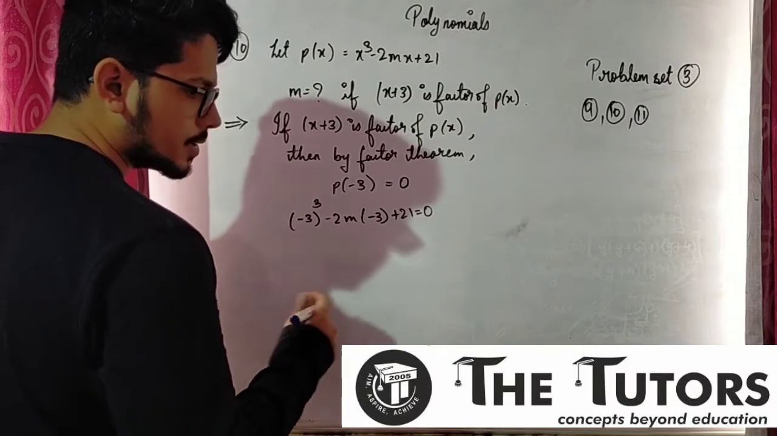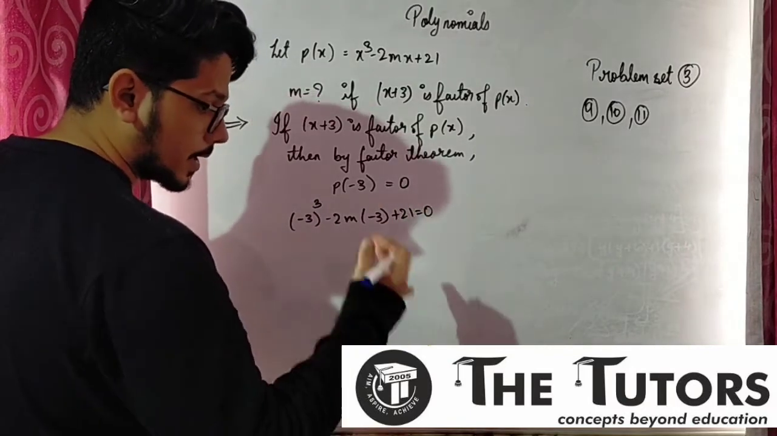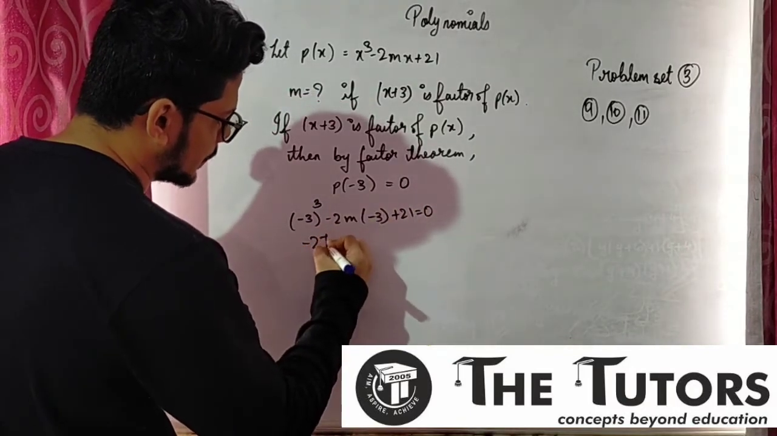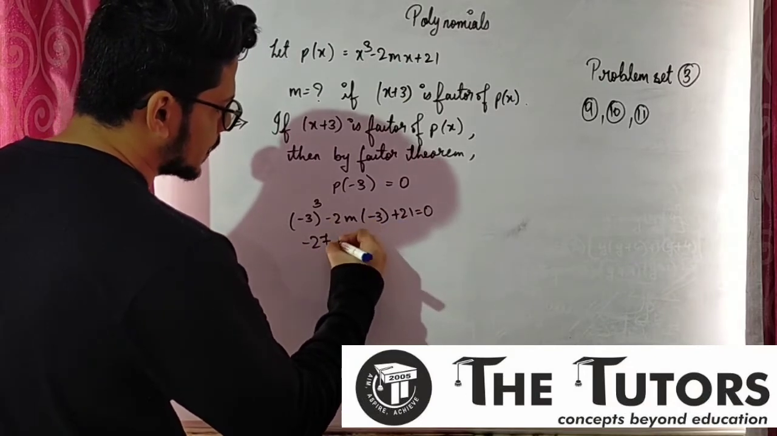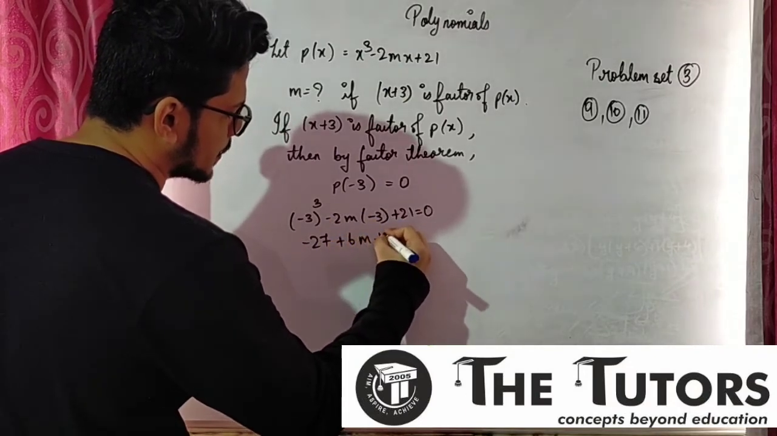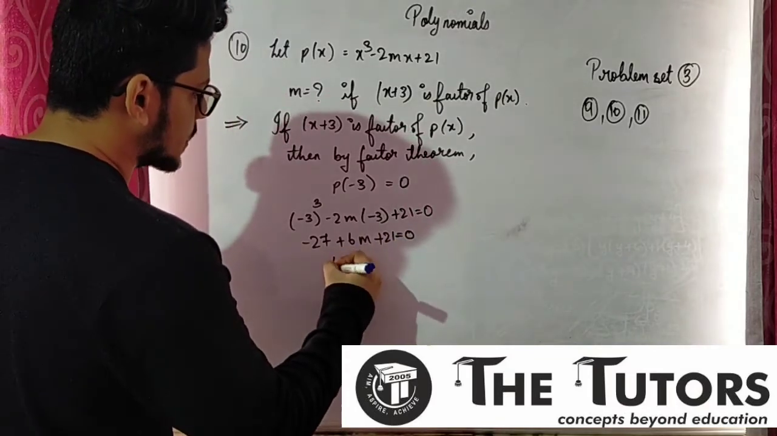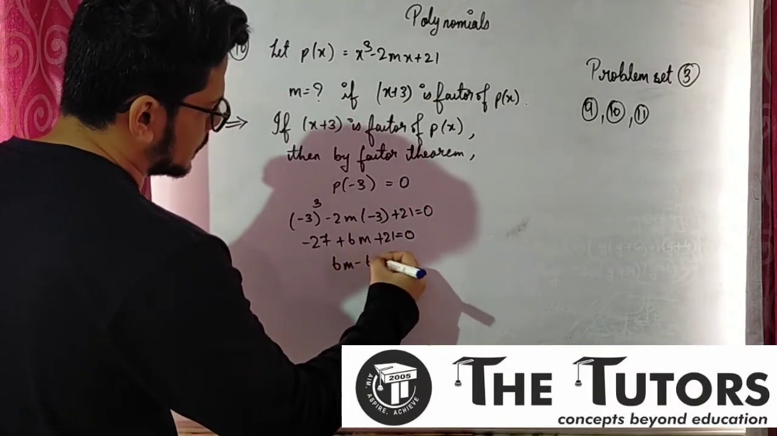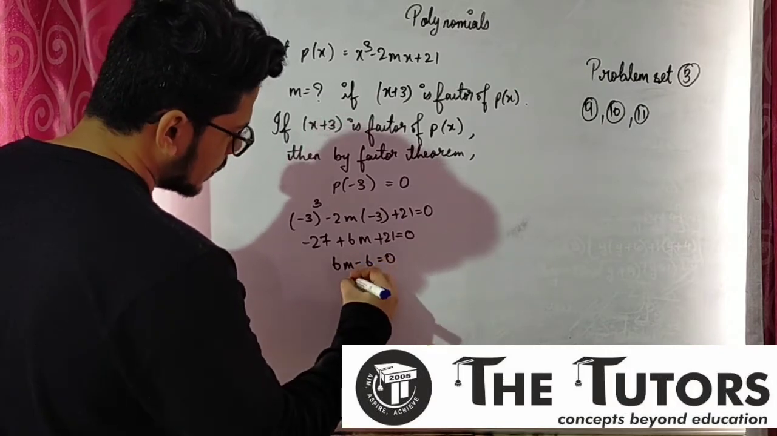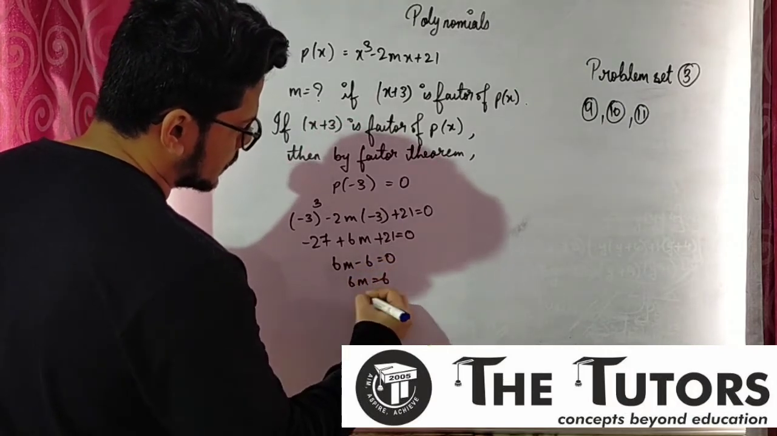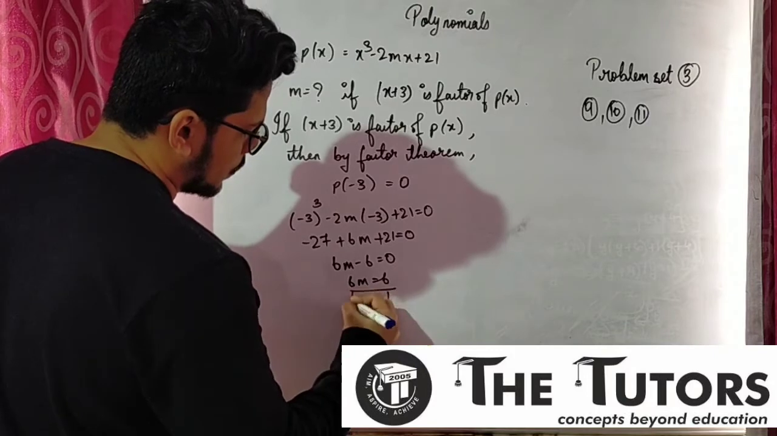Minus 3 का cube is minus 3 into minus 3 plus 9. 9 into minus 3 minus 27. Minus into minus plus 6m plus 21 is equal to 0. Minus 27 plus 21, 6m minus 6 is equal to 0. Minus 6 goes here. 6m is equal to 6, m is equal to 1.